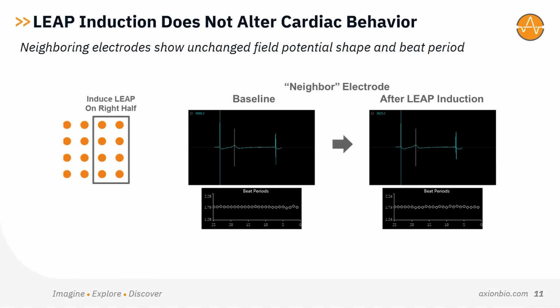So, a question that naturally arises is whether LEAP induction alters the behavior of cardiomyocytes, and the answer to this particular question is no. As we can see in the example below, LEAP is induced on selected electrodes, while neighboring electrodes remain in field potential recording mode. When we compare the neighboring electrode before and after LEAP induction, the field potential shape remains stable, and the beat period remains consistent. This tells us that LEAP induction is localized to the selected electrodes and does not disrupt the broader cardiac behavior of the syncytium. Now, this is an important confidence point. The LEAP assay adds a deeper waveform readout without fundamentally perturbing the assay.